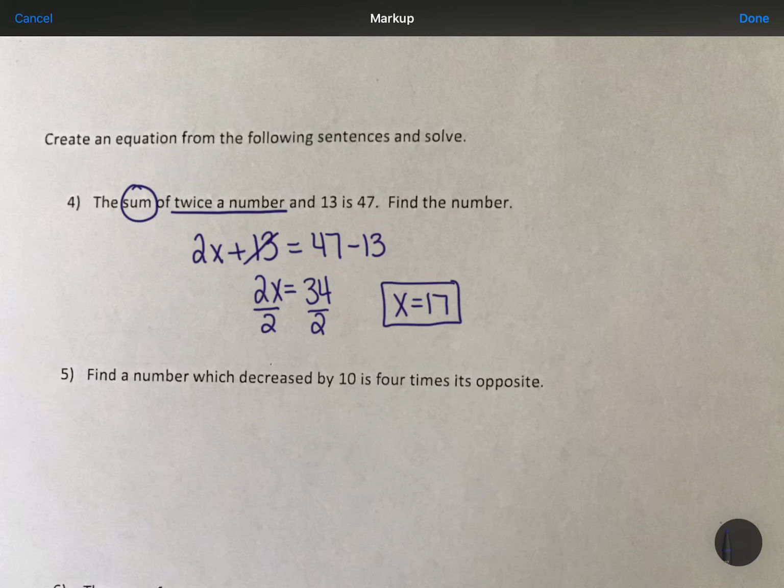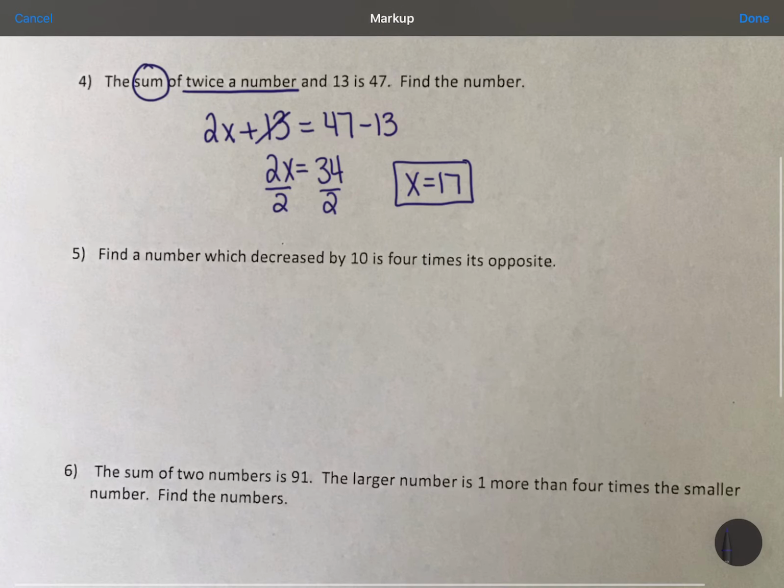So just like we've practiced this week, solving equations, and then of course what we did last week, translating, we're mushing them all together now. Number 5, we are looking to find a number which decreased by 10 is 4 times its opposite. Remember, to be decreased by 10 means to subtract 10. So we are going to take a number, I don't know what it is, so we're going to call it x. We're going to decrease that number by 10. So we're going to say x minus 10 is 4 times its opposite.